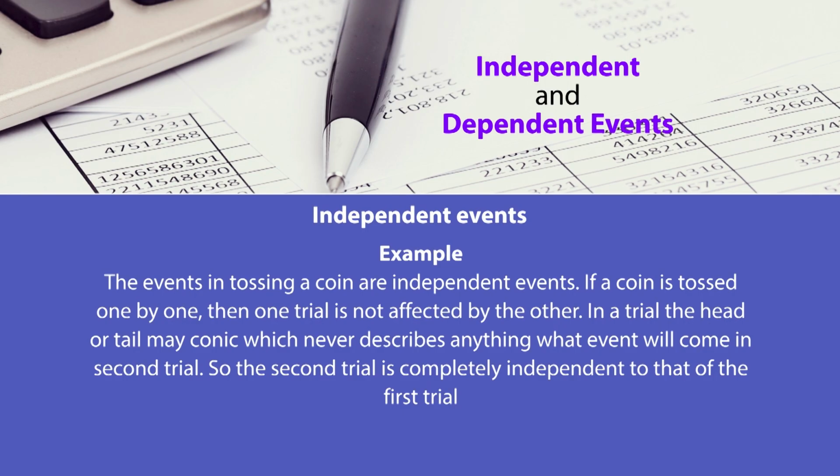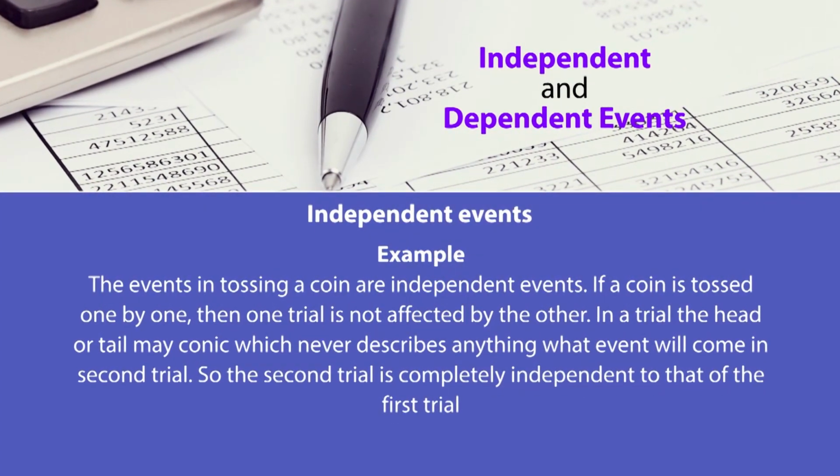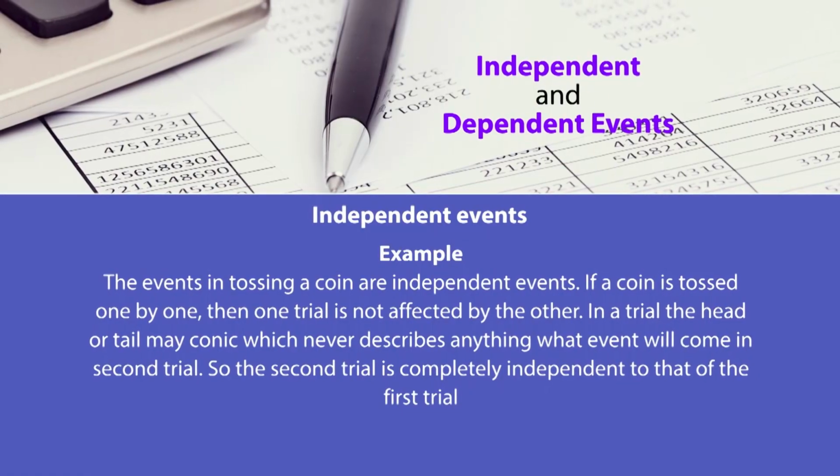If a coin is tossed one by one, then one trial is not affected by the other. In a trial, the head or tail may come, which never describes anything about what event will come in the second trial. So the second trial is completely independent of the first trial.